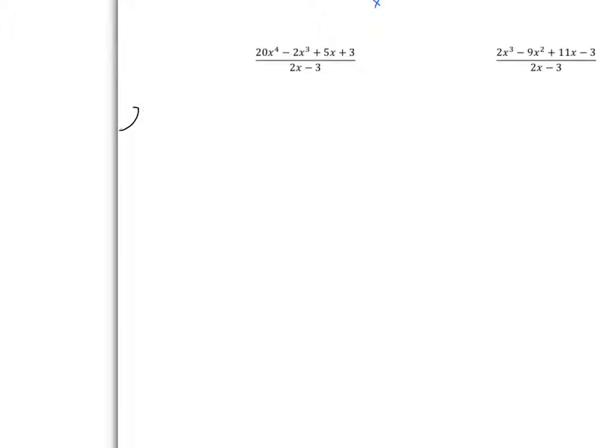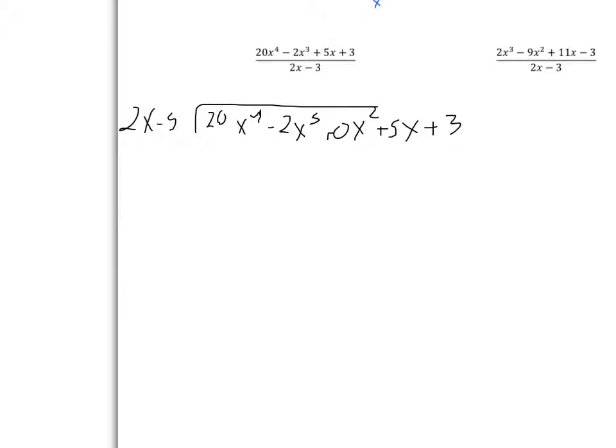We have 2x minus 3 goes into... Now, once again, because we have a 20x to the fourth, and we have our negative 2x cubed. Now we need x squared because they're not represented because we have 0. We have plus 0x squared plus 5x plus 3.